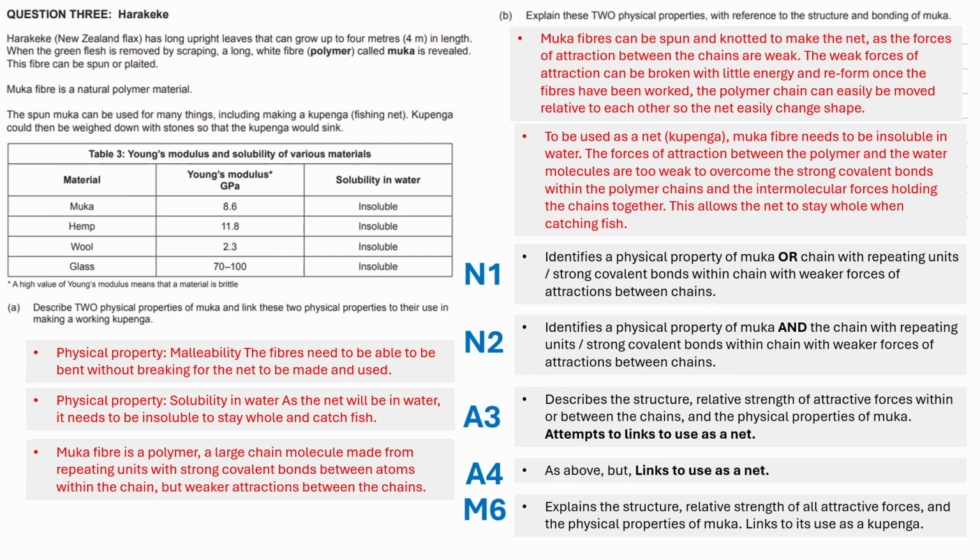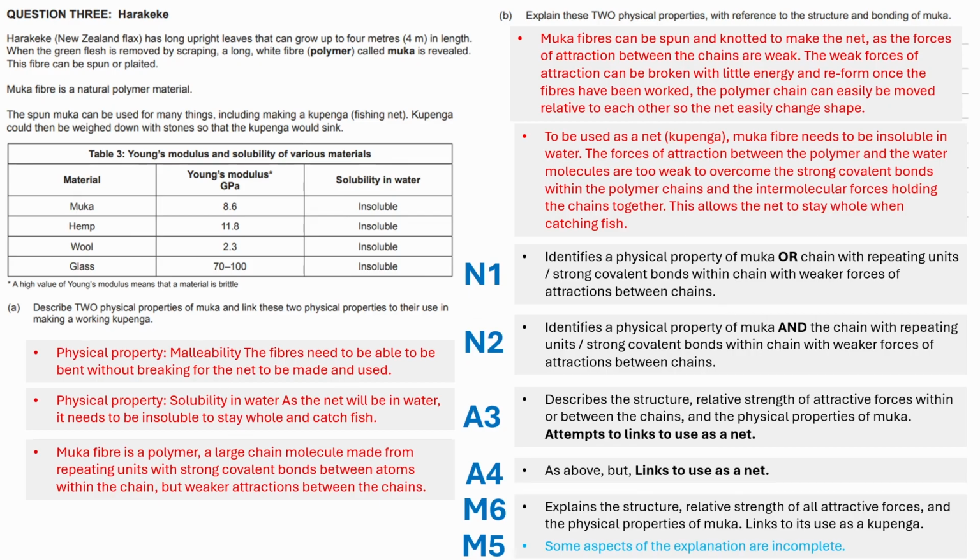Now, when we're explaining the structure, we're talking about the relative strength of attractive forces. What we mean by relative strength is that the atoms, or the repeating units, are strongly held together in the polymer chain, but the polymer chains are weakly held to each other. You can also talk about the forces between the polymer chains and the water not being as strong as the forces between polymer chains and polymer chains. If aspects of this are incomplete, you get an M5, and that's how we get a 1 to an M6.